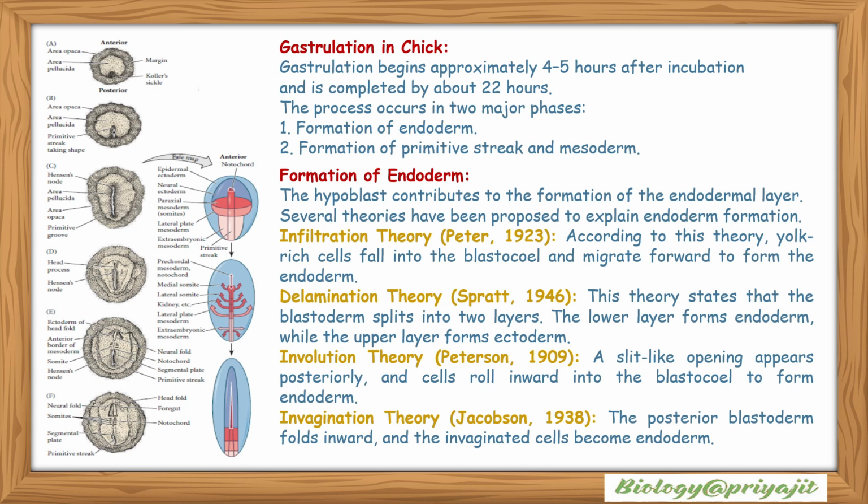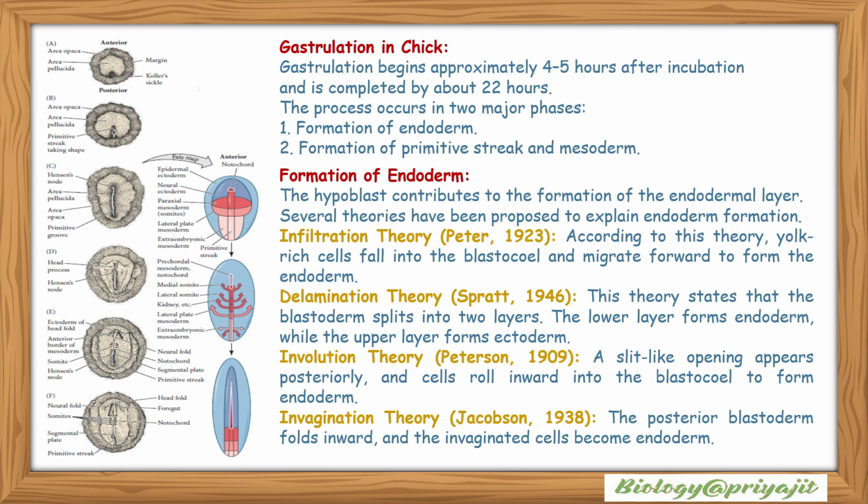Infiltration theory proposed by Peter in 1923. According to this theory, yolk-rich cells fall into the blastocoel and migrate forward to form the endoderm. Delamination theory. This theory states that the blastoderm splits into two layers. The lower layer forms endoderm, while the upper layer forms ectoderm.